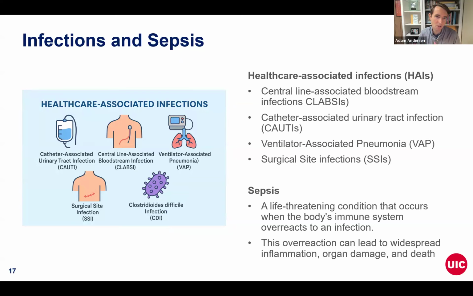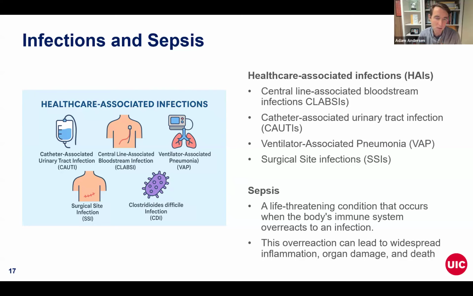And these are called healthcare associated infections, or HAI. Just to briefly review some of these, one example is a catheter associated urinary tract infection. This is an infection of the urinary tract that is associated with a catheter that maybe is left in too long or maybe not appropriately maintained or cleaned.